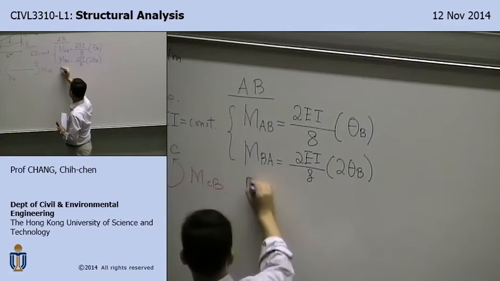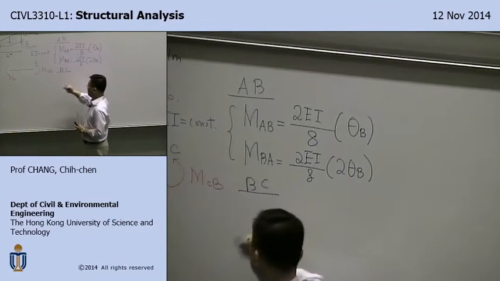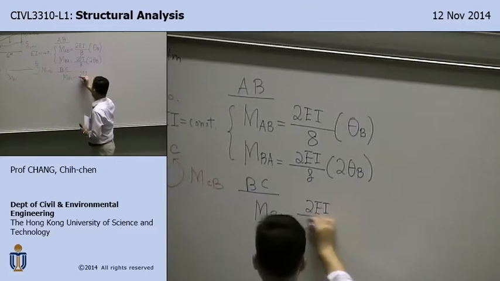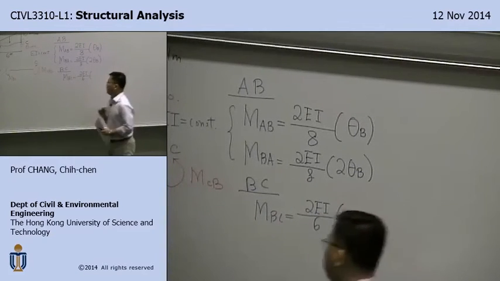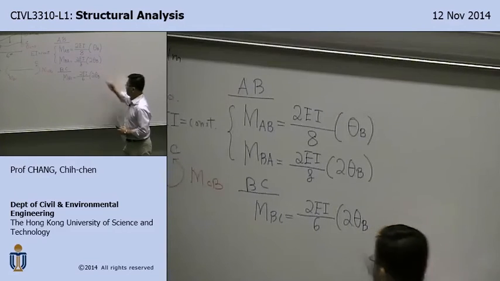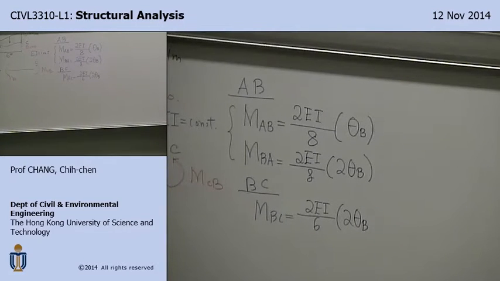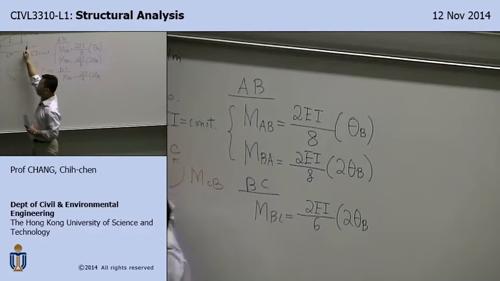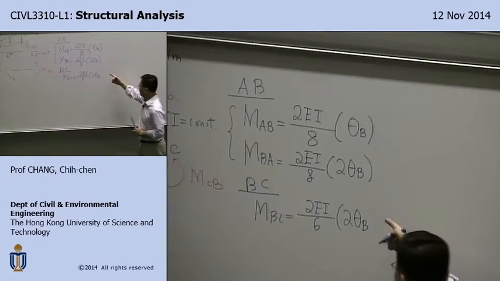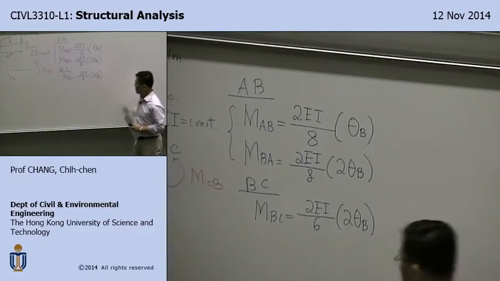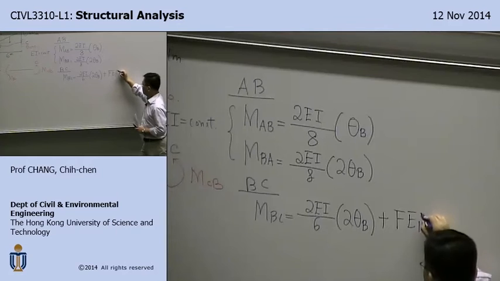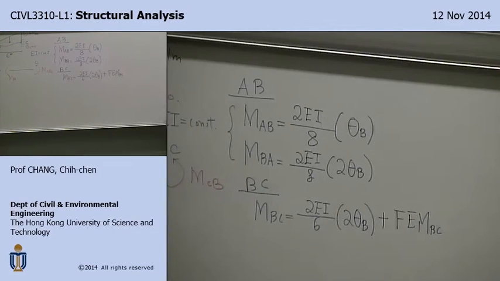BC. We can do similar equations for BC. MBC is 2EI over L, which is 6 meters, 2 times theta B, 1 times theta C equal to 0, minus 3 times rigid body rotation angle. You connect the deformed shape. There's no rigid body rotation, so again the rigid body rotation is equal to 0. But we do have fixed end moments, because we have a loading acting on BC.